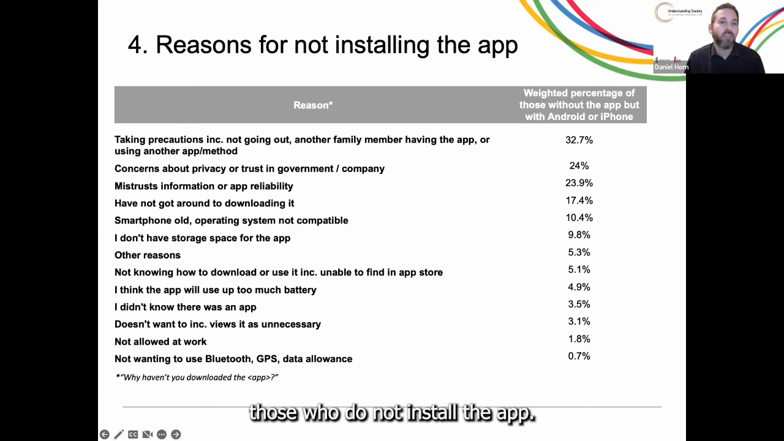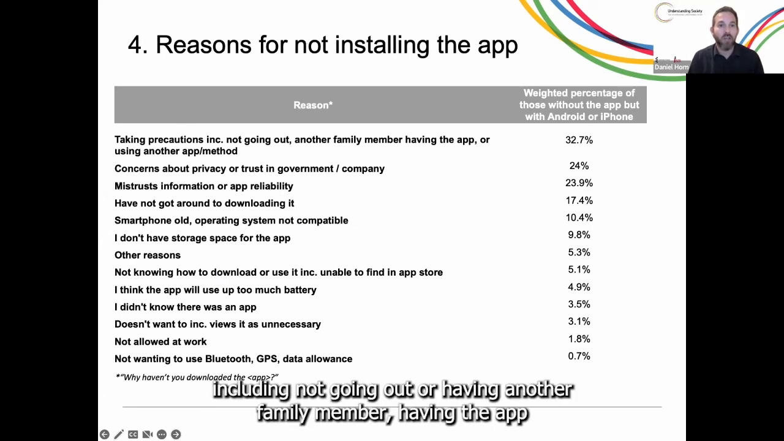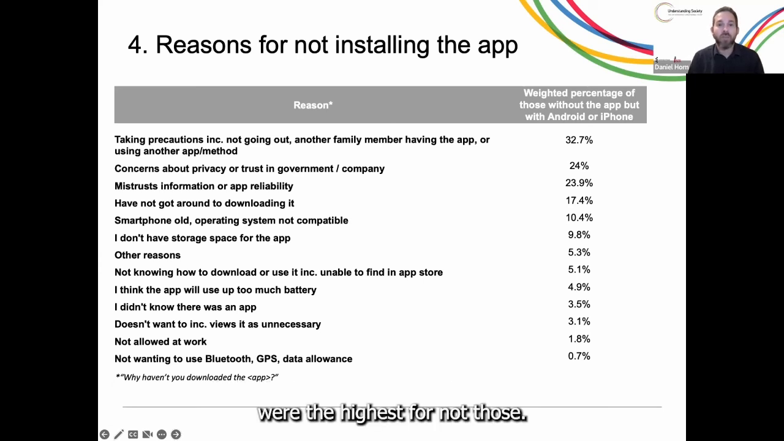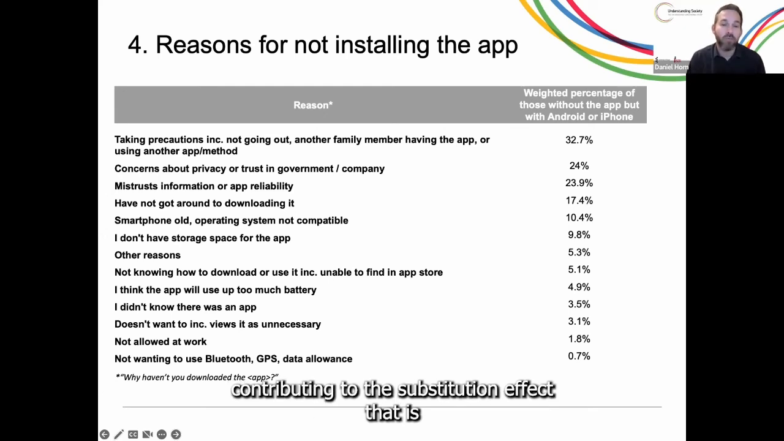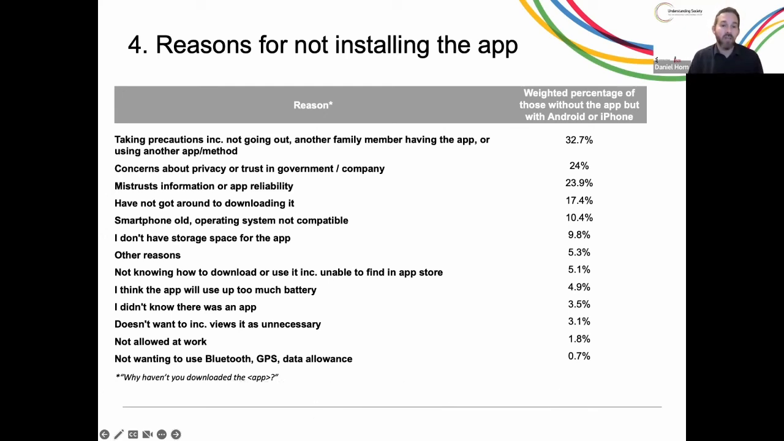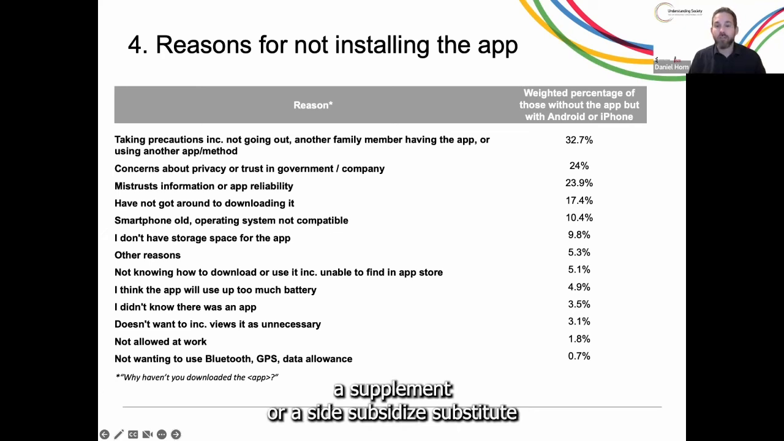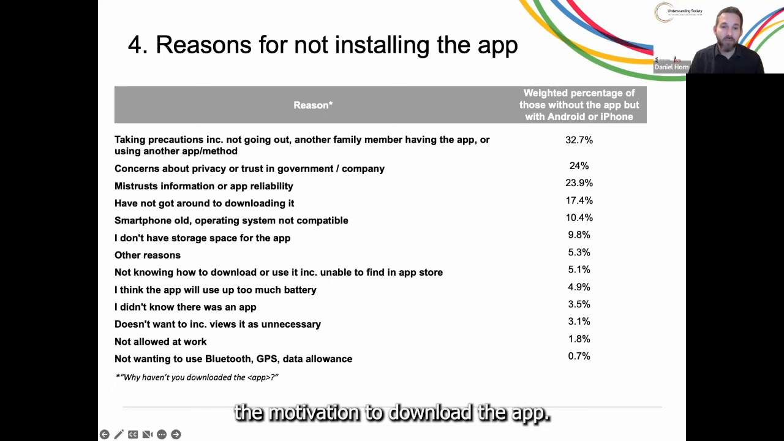Among those who did not install the app, we find that those who were taking precautions, including not going out or having another family member with the app, was the highest reason for not downloading the app, therefore contributing to the substitution effect. That is, alternative modes of prevention substitute the motivation to download the app.